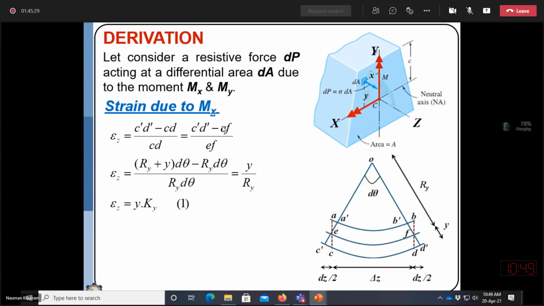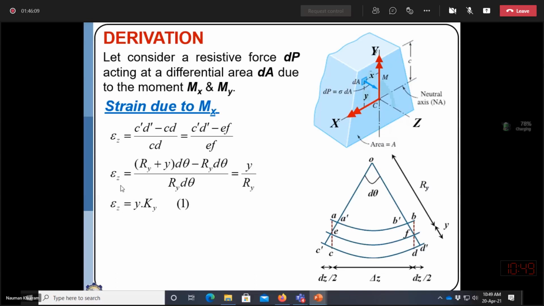Similarly, we can substitute the value of EF. The EF distance will be equal to L, which is equal to Ry into d theta. And after simplification, the total strain along the z direction will be equal to y over Ry. So it means that the total strain in the z direction due to the moment acting about the x-axis is a function of y, the distance from the neutral axis, over Ry, the radius of curvature subtended by that layer or neutral axis.